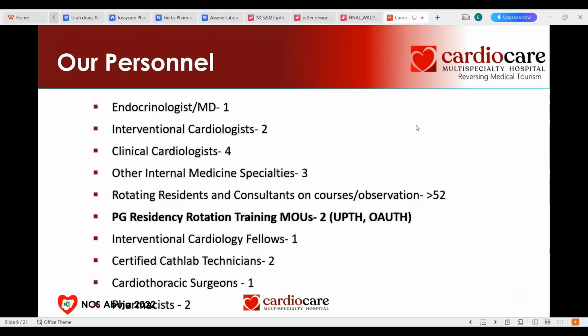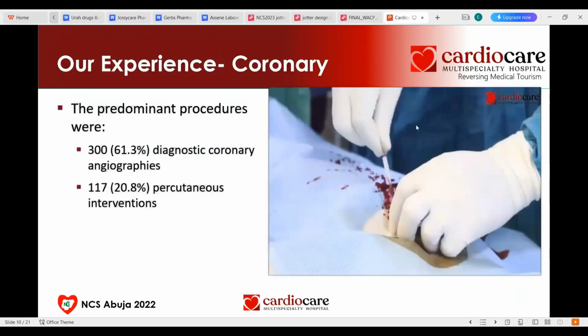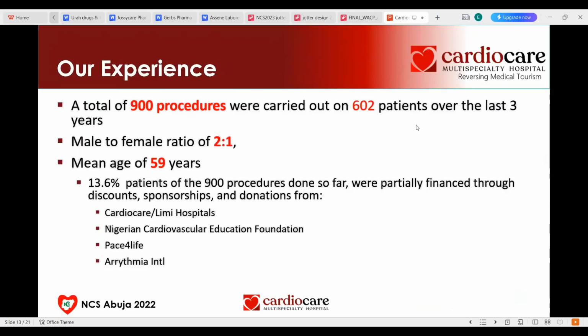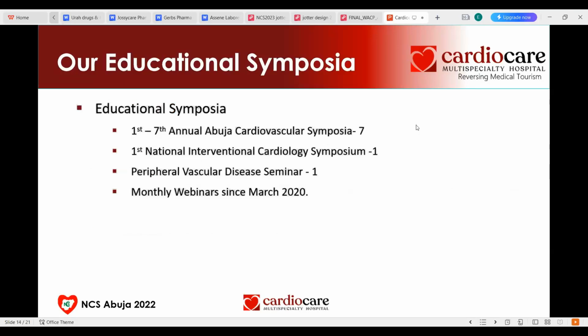As you can see on your screen, I'll talk about our experience before I hand over to our consultants. We have done a total of 900 procedures. 602 patients were treated over the last 3 years, with a male to female ratio of 2 to 1. So males are more of the patients we have dealt with. The mean age is 59. Basically, Cardiac Care is open for referrals.